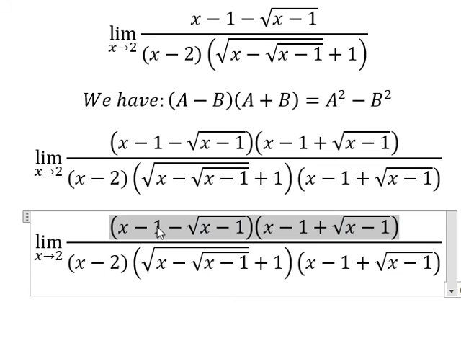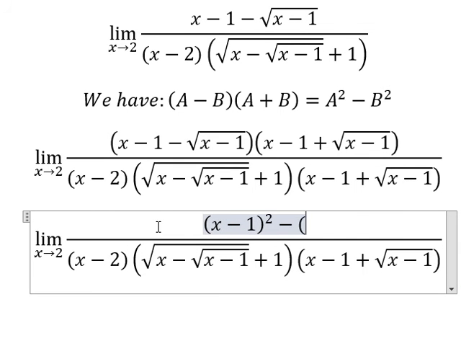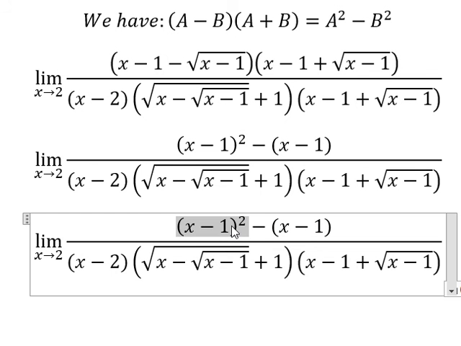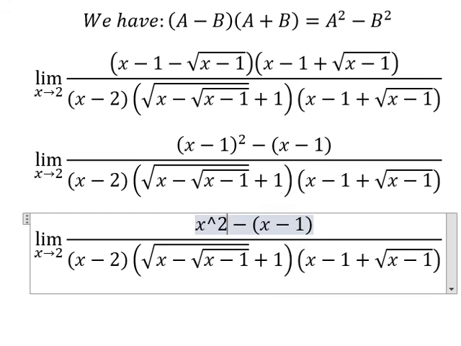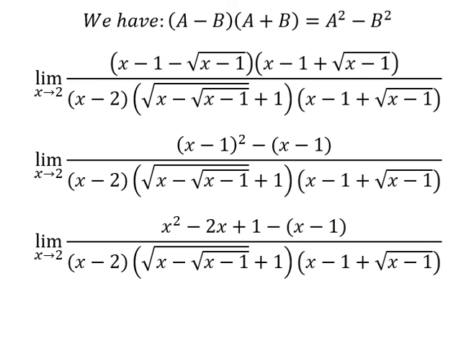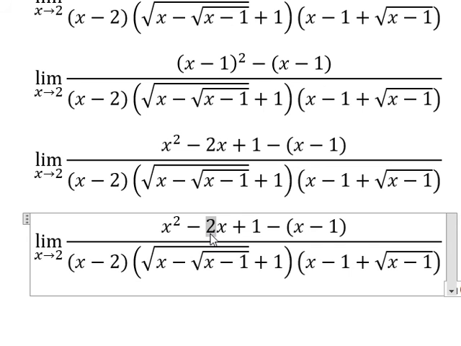So this one, we have s minus 1 to the power of 2 minus s minus 1. Next, we need to expand this one. Next, we know that minus 2s minus s, we have minus 3s. 1 minus, with negative number 1, we have 2.